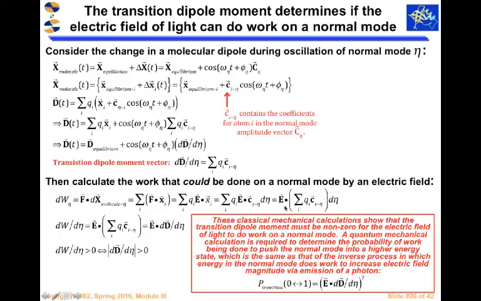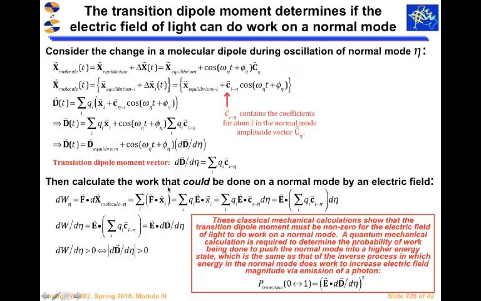When you put this all together, what you'll see is that the work that can be done by the electric field on the normal mode is going to be equal to the dot product of the electric field vector with the transition dipole moment. And then quantum mechanical calculations can show you that actually the probability of the transition is going to be proportional to the square of that dot product.